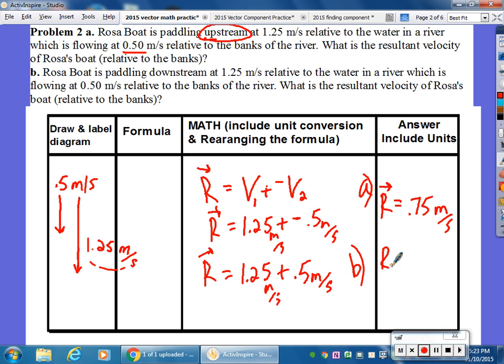resultant. So the B resultant is going to be 1.75. So quite a bit of difference there between those two. And that's how we do question number 2.